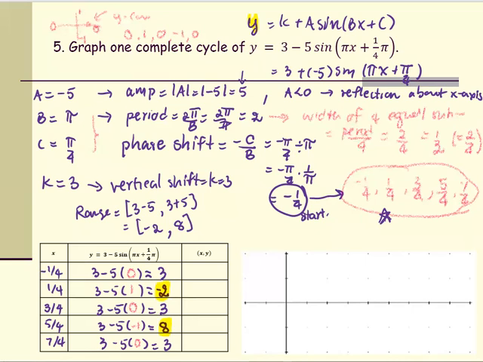Complete the table by putting together the ordered pairs. So negative 1 over 4, comma 3; 1 over 4, comma negative 2; 3 over 4, comma 3; 5 over 4, comma 8; and 7 over 4, comma 3. As we know, the minimum is negative 2 and the maximum is the value 8. So I'm going to make the increment 4 here and then 8. This is negative 4. So I'm going to have to make a mark for the negative 2.